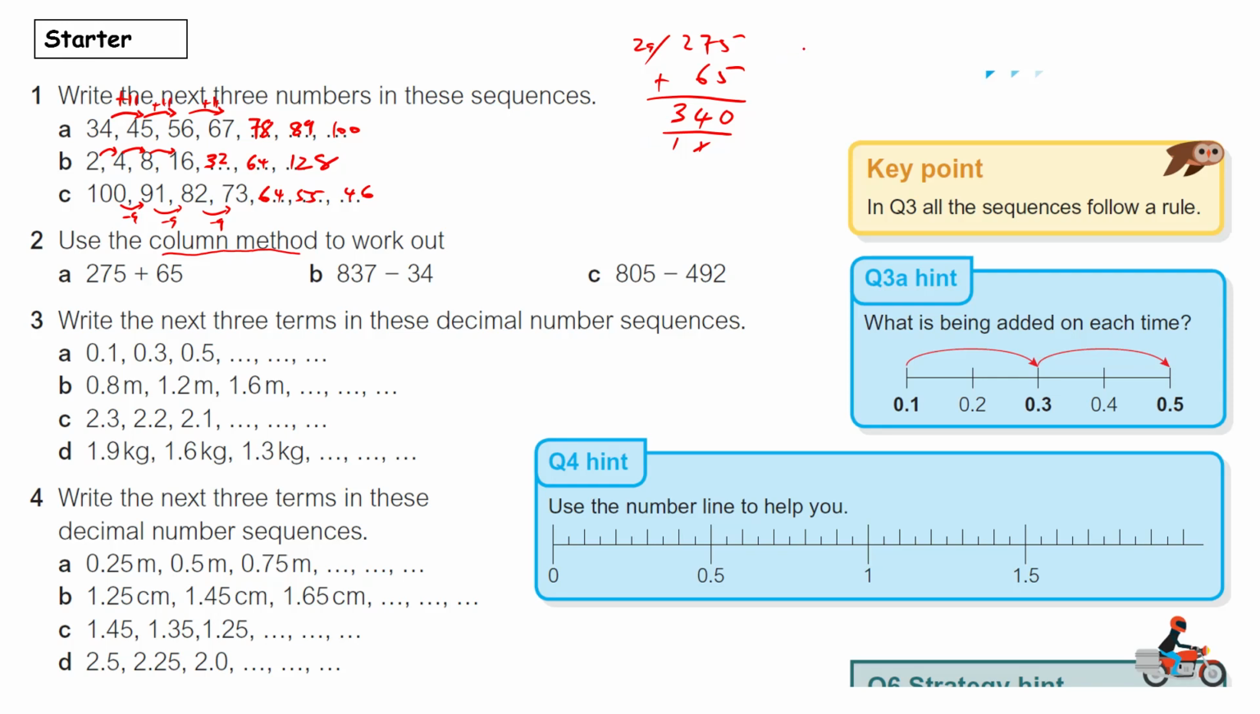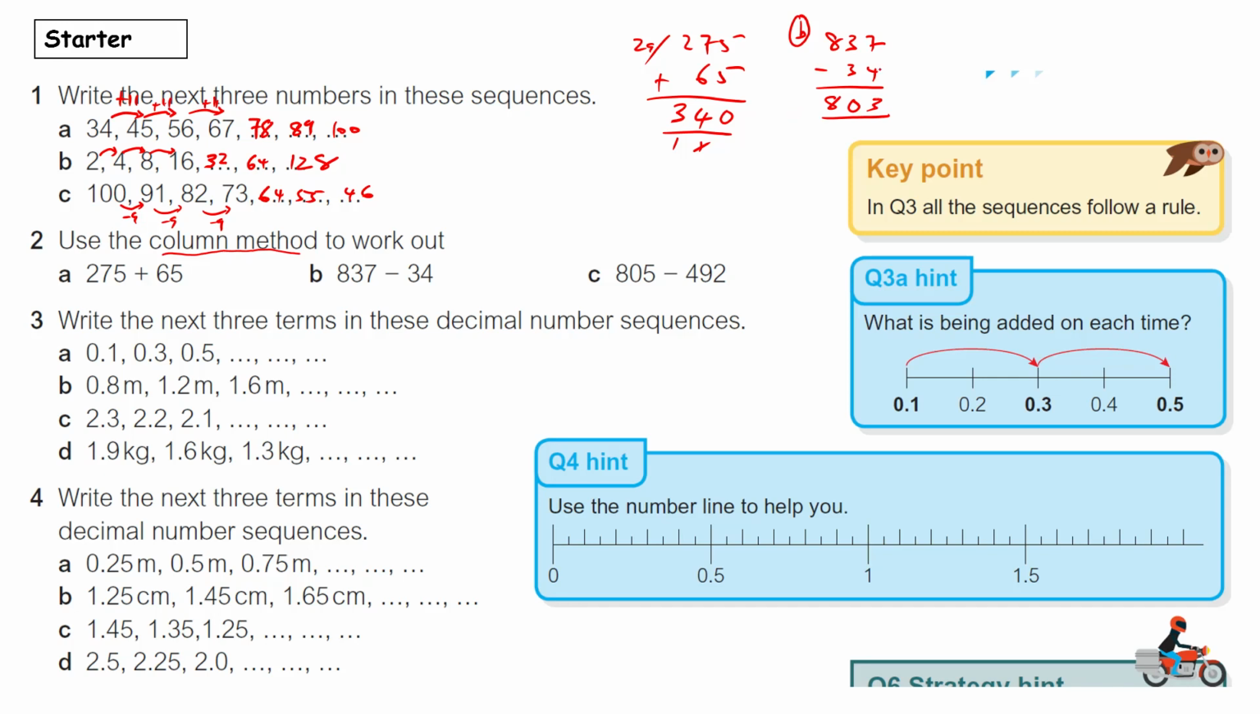On 2B, let's have a look. We've got 837, take away 34. That's B. 7 take away 4 is 3. 3 take away 3 is nothing. And 8 take away nothing is 8. So you should have 803 there.